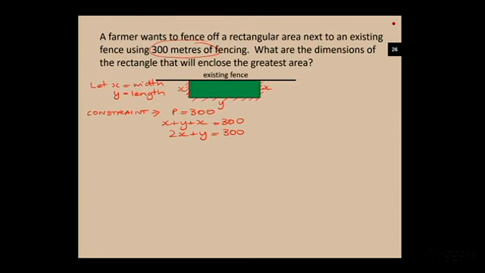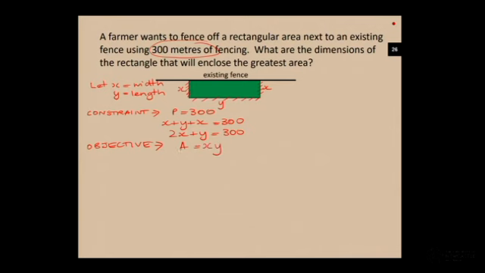Now, I'm not sure what to do with it yet, so I leave it there. There must be my objective. What am I trying to do? What is my objective? My objective is to find the greatest area. So I would like an area statement for a rectangle. Now, we're asking you some simple shapes. So a rectangle will be length times breadth, so x times y.